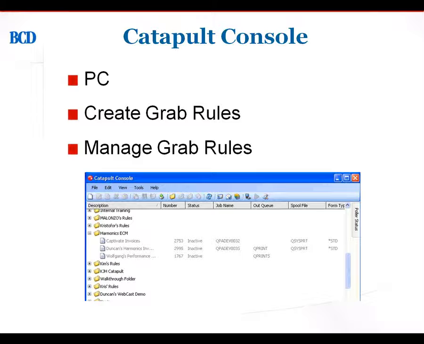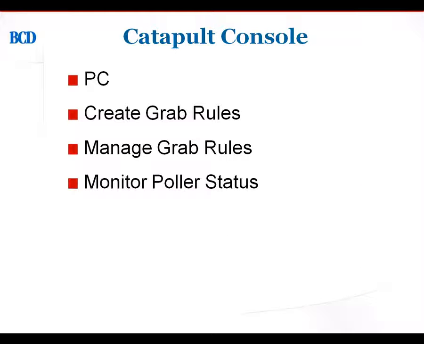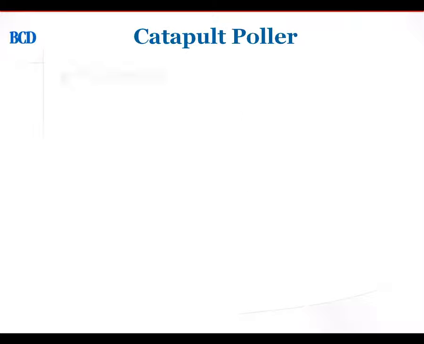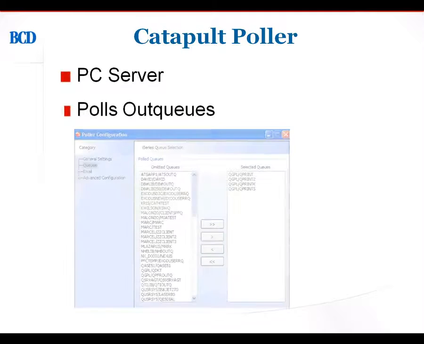So you have that flexibility there. And from the console, you can also monitor the polar status. So what is the polar? The polar is what handles the processing, as I mentioned earlier. So normally you're going to have this on a PC, like a server that's running 24/7 or however long you need Catapult to be running.